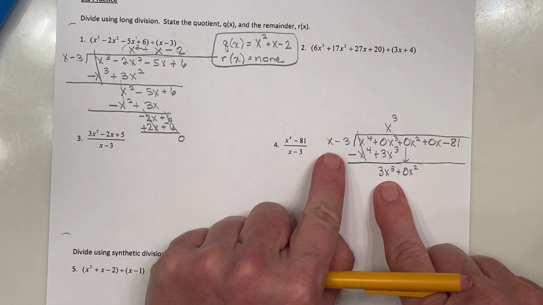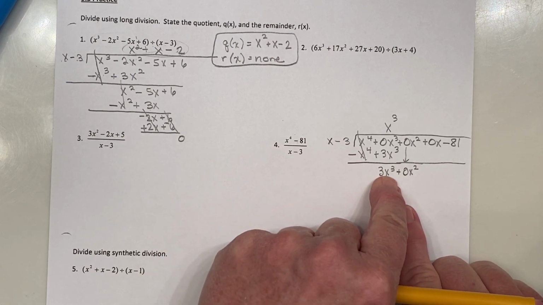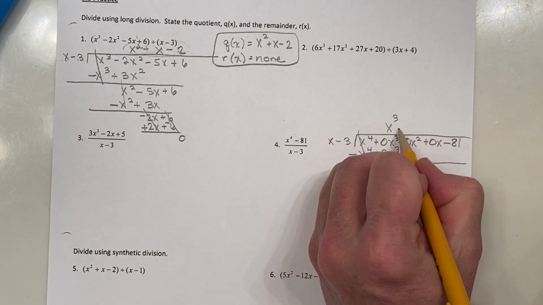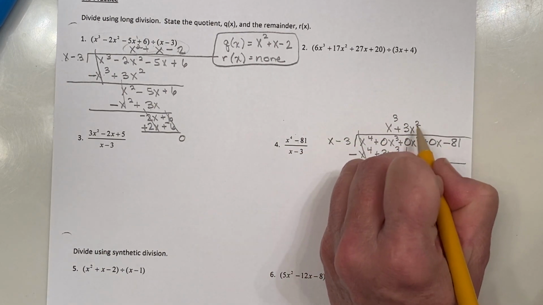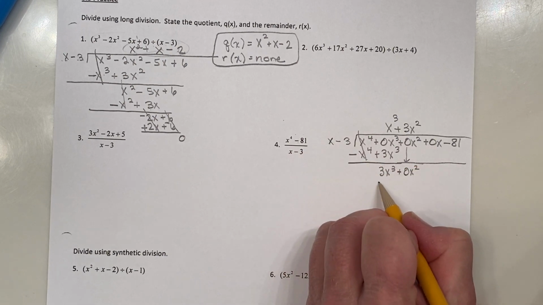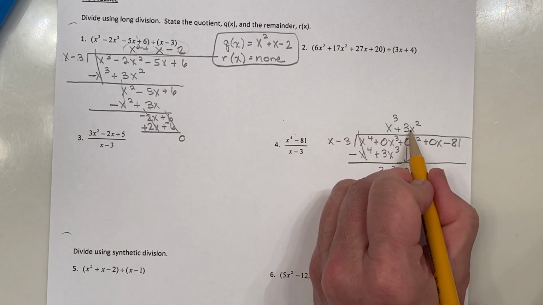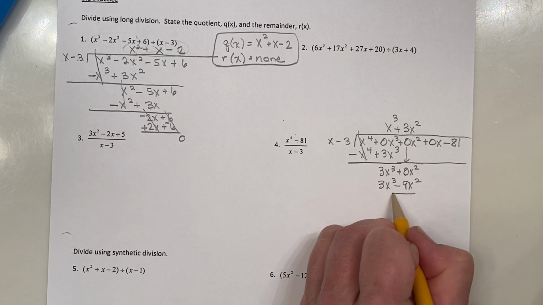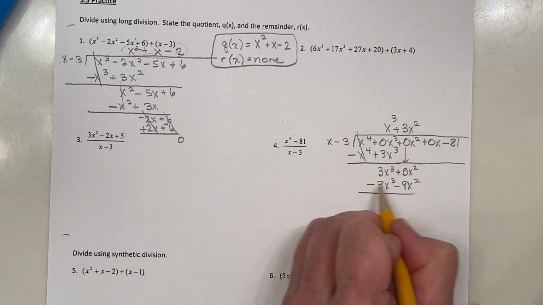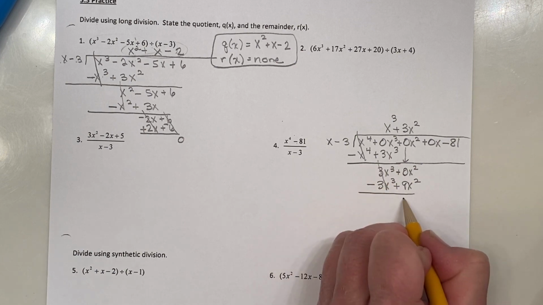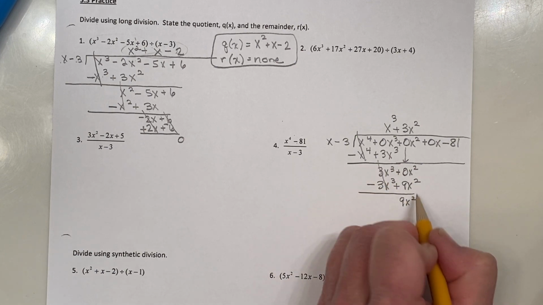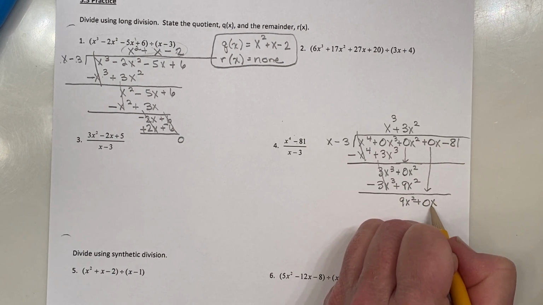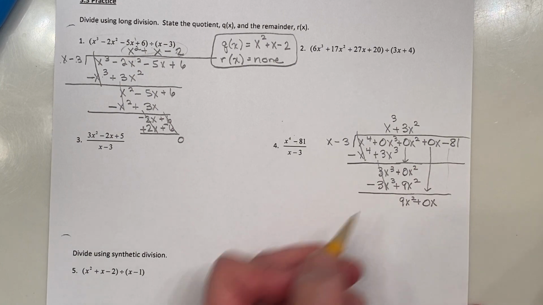All right, start the process over again. What do you multiply x by to get 3x cubed? Well, you got to multiply x by 3 and an x squared. So I'll put 3x squared here and then multiply through 3x cubed. This becomes minus 9x squared. Take the opposite. Those will cancel. I've got 9x squared. I'll bring down the 0x in case I need it. I could also bring down the minus 81 if you wanted to too.